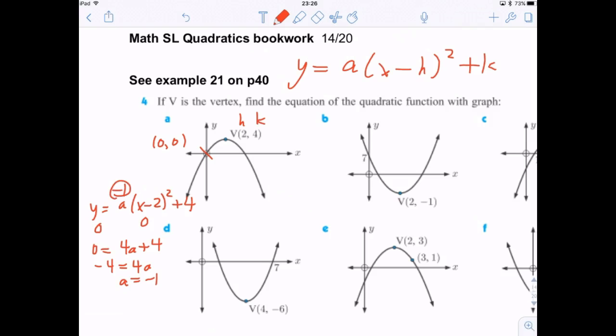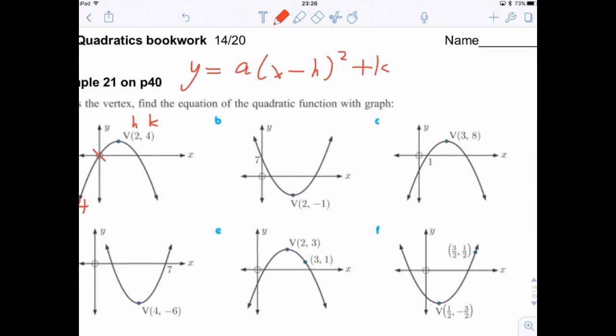Alright, let's go to b. So in b, the h and k values are 2 and negative 1, so we can already write out the equation. It's going to be a times x minus 2, quantity squared, minus 1. So what would be our a value? Well, we can see that we have the y-intercept. The y-intercept is 7, so the coordinates here are 0, 7. So I'm going to put 0 in for x, I'm going to put 7 in for y, and then what value of a would make that true?